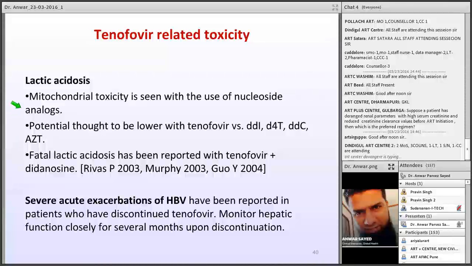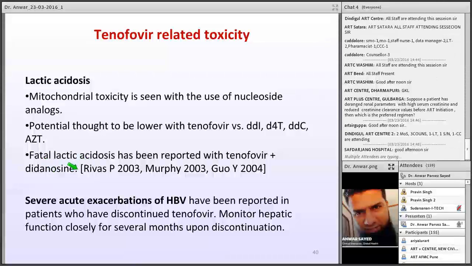And like other NRTIs, they cause mitochondrial toxicities, which is seen with nucleoside analogs. This drug also can cause mitochondrial toxicity. The potential is thought to be lower with tenofovir, that is lactic acidosis. It is lower with tenofovir in comparison with DDI, D4T, that is stavudine, DDC, and AZT. Fatal lactic acidosis has also been reported with tenofovir and didanosine, and that is the reason we said before that it should be avoided.